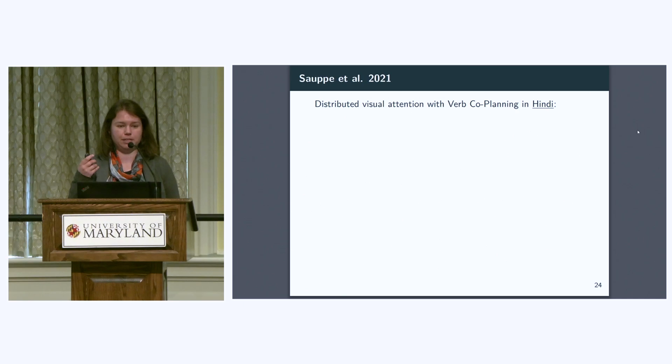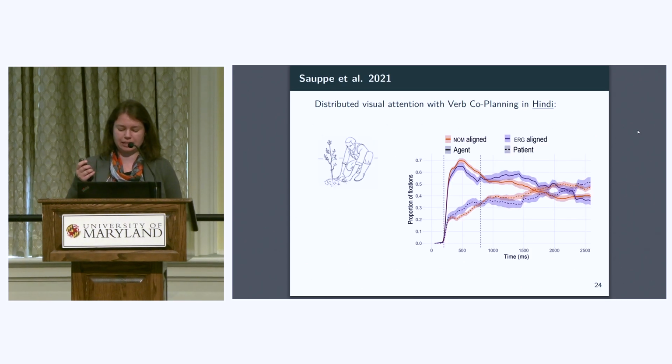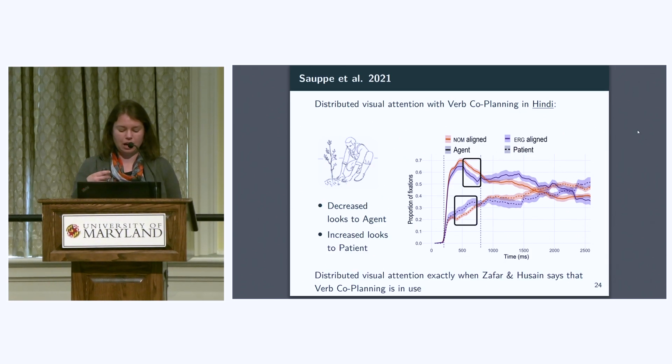This is essentially a very similar visual world experiment from Sauppe et al., my colleague, but in Hindi, where they're looking at images like this. And what you see is this distributed visual attention in exactly the time frame where you're expecting verb co-planning: decreased looks to the agent, increased looks to the patient. And this is what that verb co-planning looks like in a Hindi-based system.